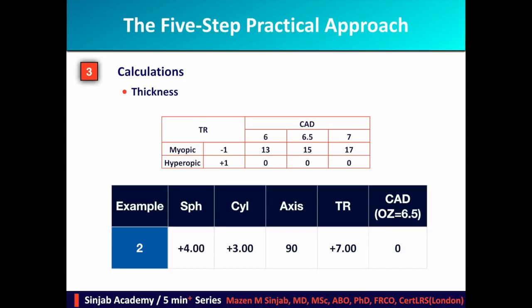This is a case of a compound hyperopic astigmatism. There is +4 sphere, +3 cylinder at 90. So the total refraction is +7. However, the central ablation depth is 0 because it is hyperopia and the laser profile is peripheral at corneal periphery, regardless of the optical zone. This is an example of mixed astigmatism, +2, -3 at 180. So the total refraction is -1, and the central ablation depth for 6.5 millimeter optical zone is 15 microns.